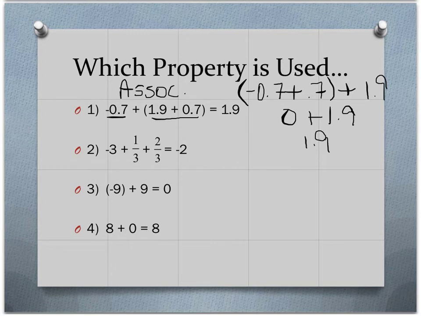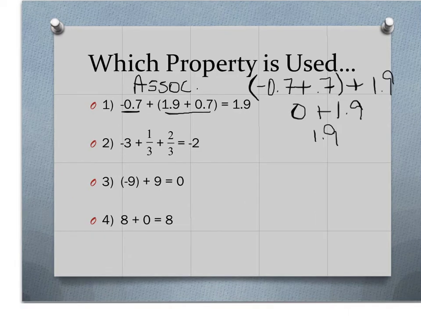So I was able to use a couple different properties to check to see if 1 9/10 was actually accurate, and it is, and I was able to do it very quickly in my head because I knew about the associative property as well as the inverse property of addition. And finally, actually, I also used the identity property. So I used 3 properties on this particular problem.